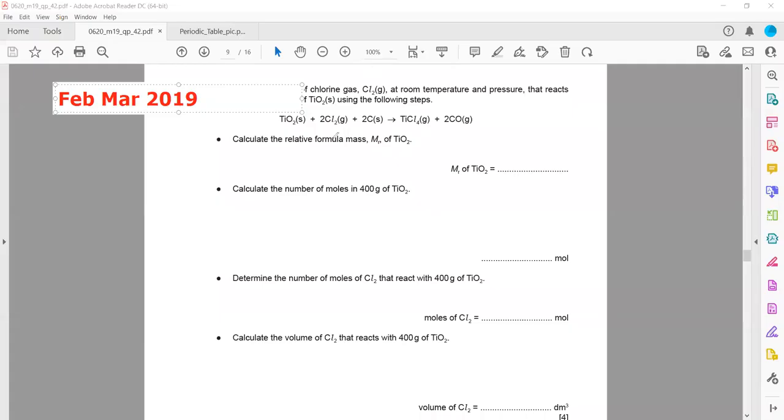So Feb March 2019 paper 4 variant 2. Calculate the volume of the chlorine gas at room temperature and pressure that reacts completely with 400 grams of titanium oxide using the following steps. So you have to use the following steps to work out the volume of the chlorine which is used in this reaction.